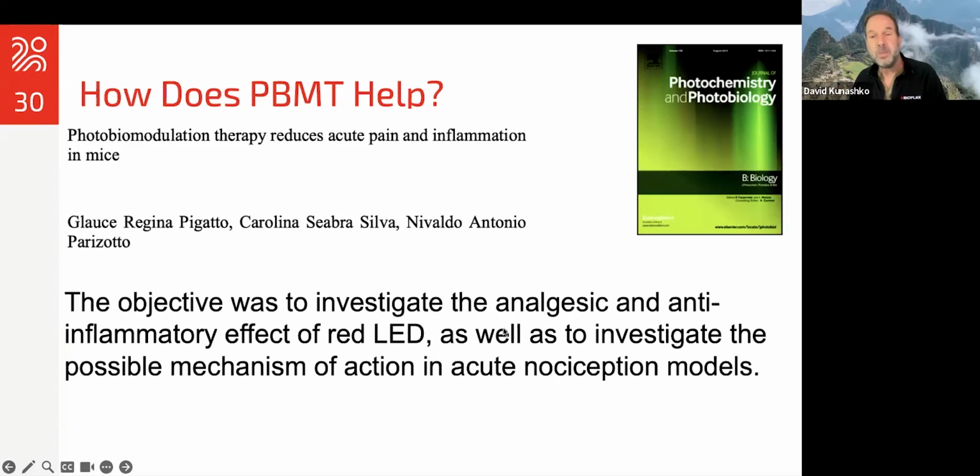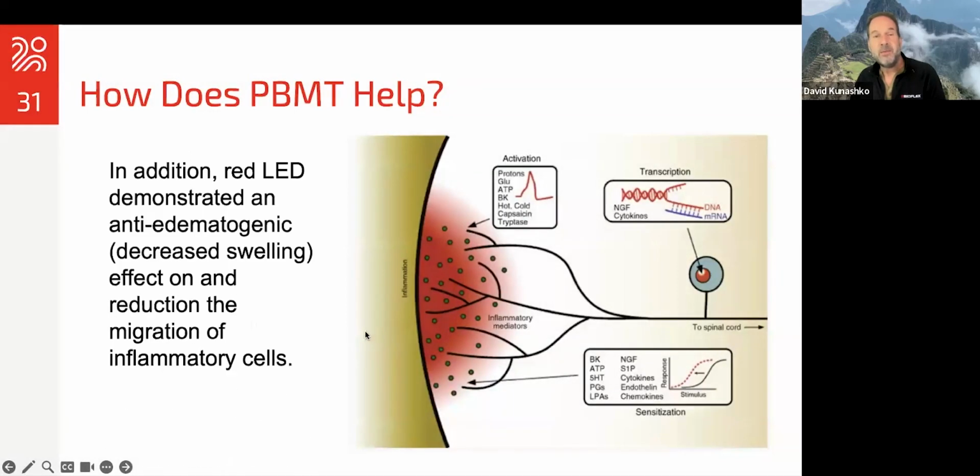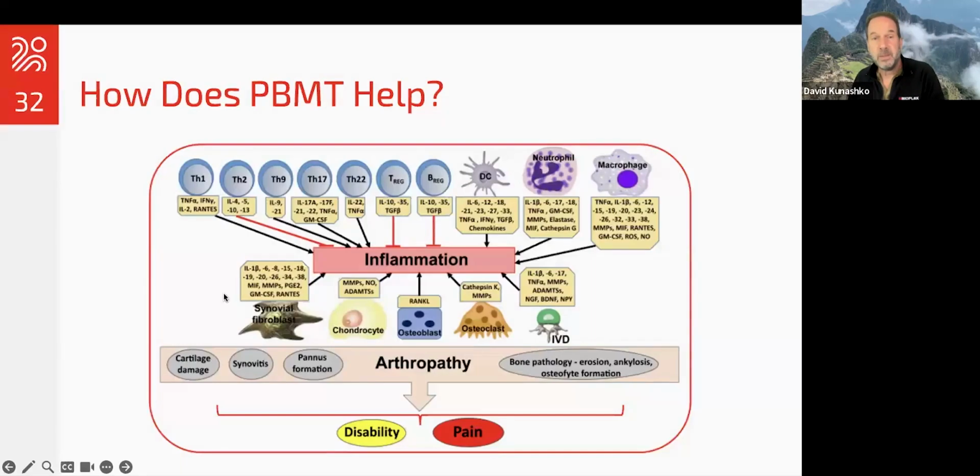So what they want to do is to see if red LEDs help with pain and inflammation and sort of what it did. So what they found was when they used red LEDs, they were able to help decrease swelling and help the reduction of migration of inflammatory cells to an induced area of inflammation on these mice. So one of the mechanisms of how laser therapy is going to help is to reduce pain and inflammation. And if there's any swelling, reduce swelling as well.